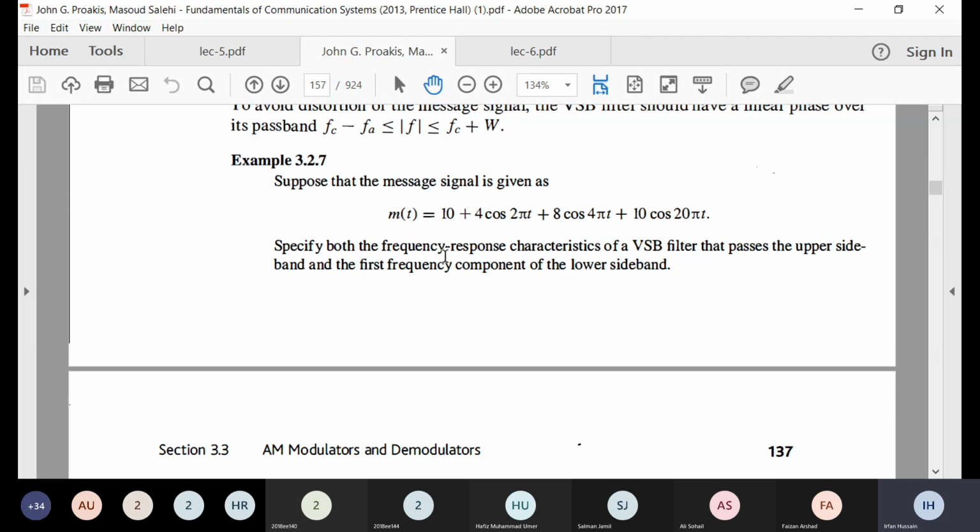Now let us go to this example, and we want to find the filter that passes the upper sideband of this signal once it will be modulated, but also the first frequency component of the lower sideband of this signal once it is modulated by the carrier.